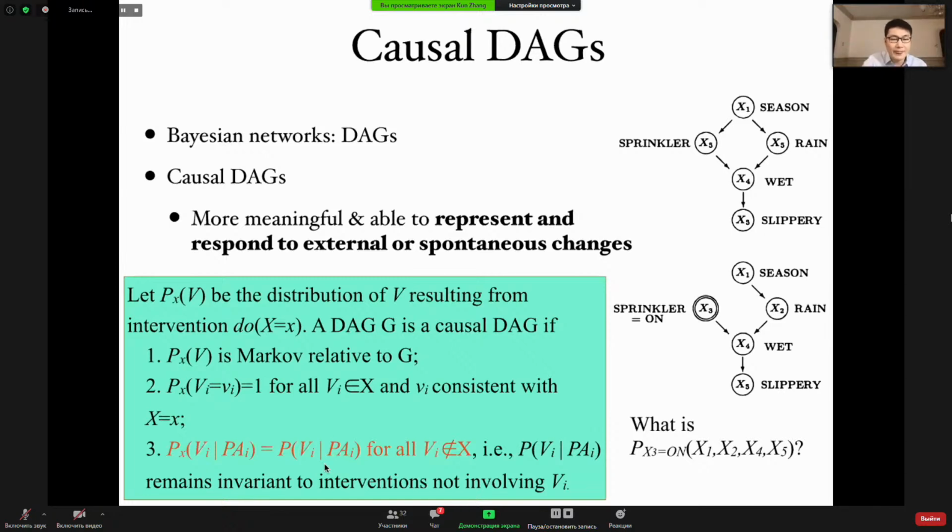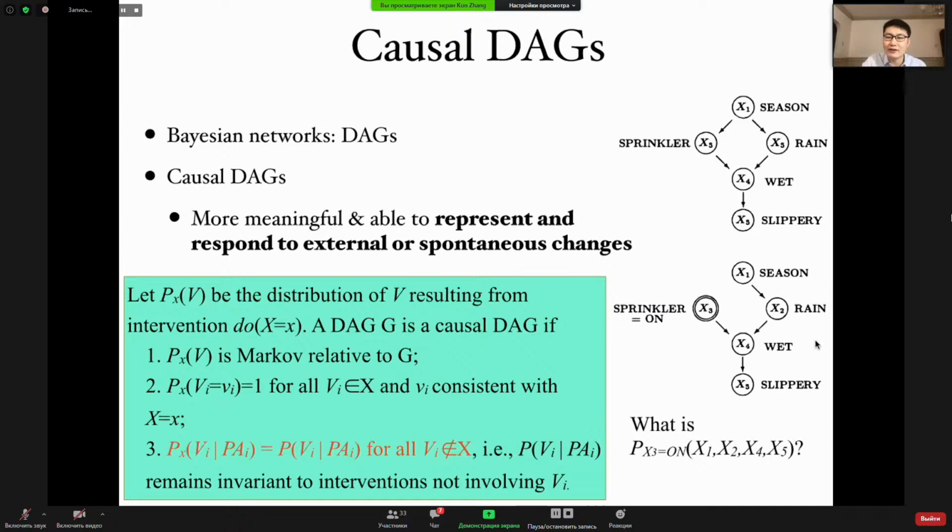It says that the interventional conditional distribution is the same as the original distribution if I do not intervene on this variable v. So if I do not intervene on this variable, then the conditional distribution of this variable on its parents would be the same across the two graphical representations.